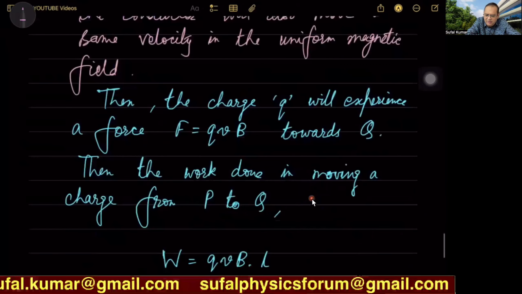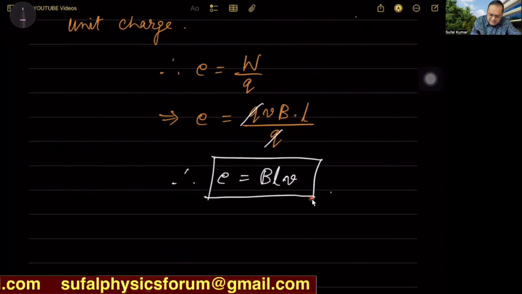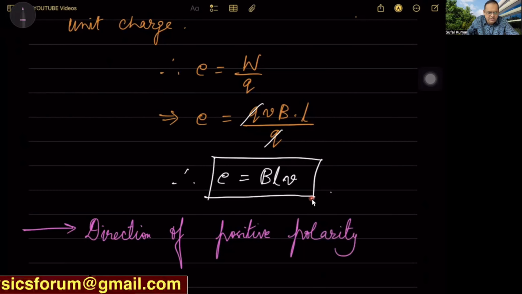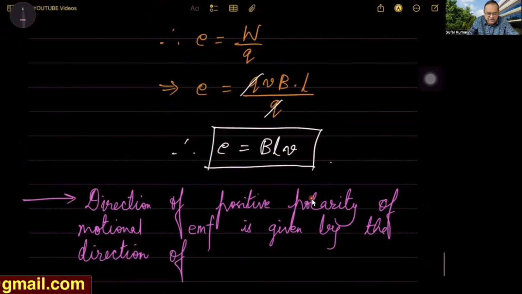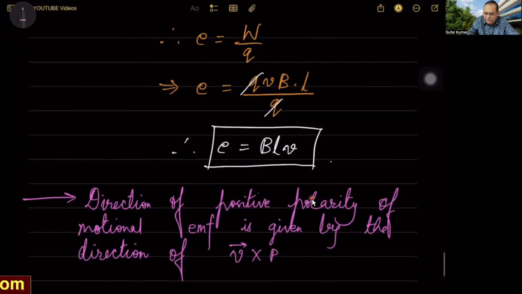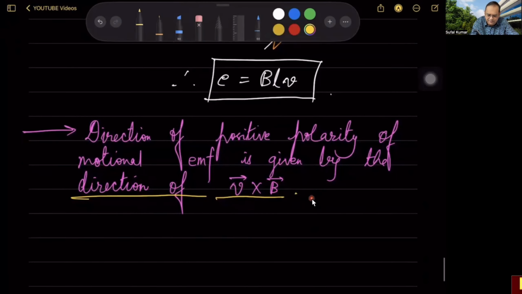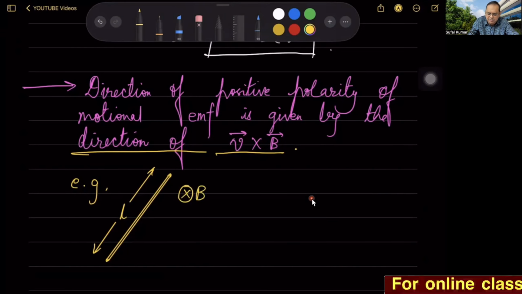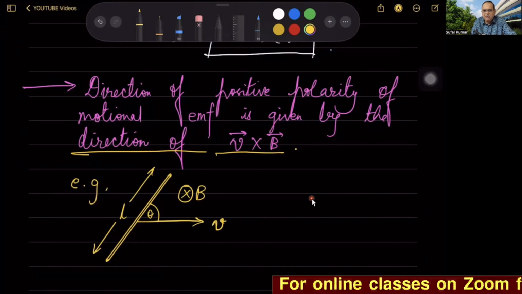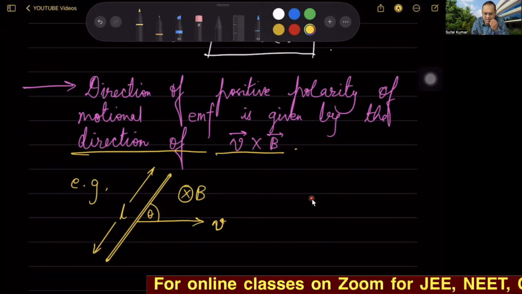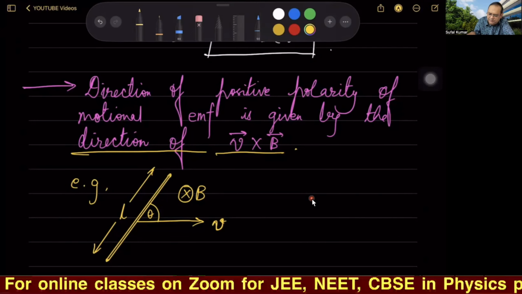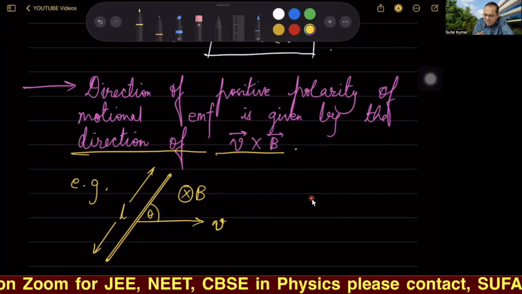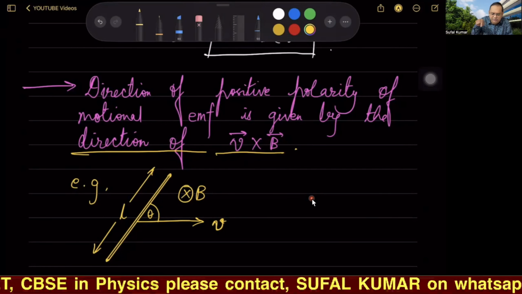Alternatively, polarity is the direction of positive polarity, the direction of V cross B. Now I'll explain how. For example, this is a rod of length L, and this is B into the plane. Now I am going to apply V cross B, simply the cross product.